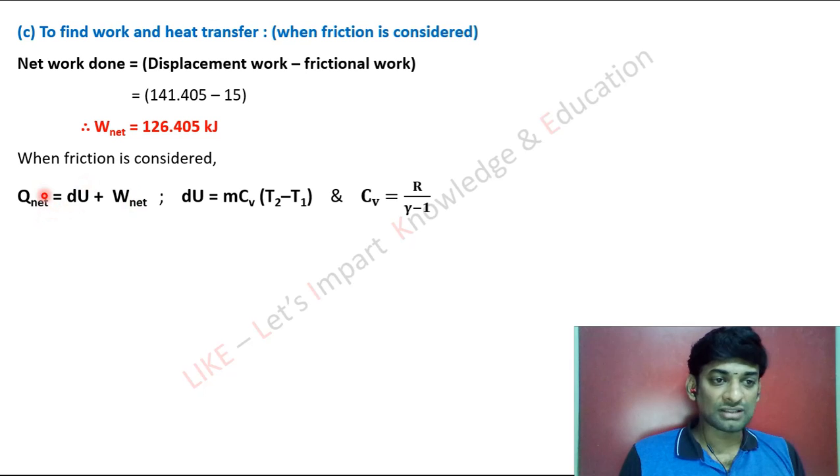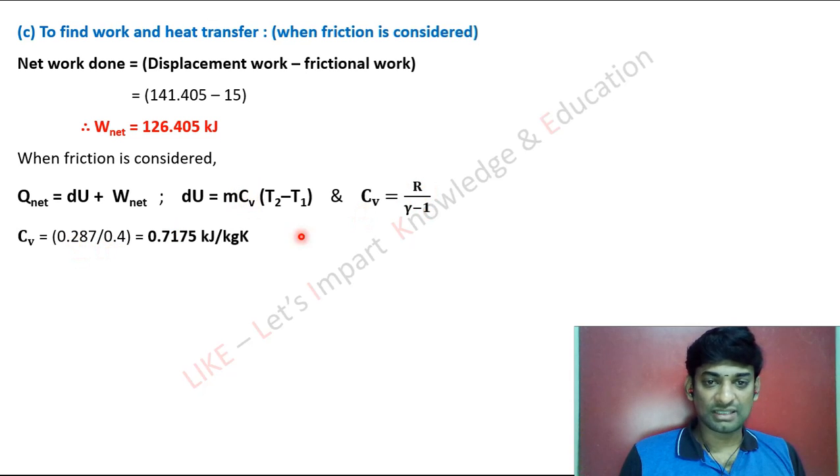You know the generic first law of thermodynamics formula: Q is equal to dU plus W. To determine Q, we need both dU and W. W is already calculated. The only unknown parameter is dU. To determine dU, we know the formula m CV delta T, that is T2 minus T1. m is known, T1, T2 are also known, but CV is unknown. So you have to calculate CV first. To determine CV, you can use the formula R by (gamma minus 1). So listen, CV is equal to R. R is given. Gamma minus 1 is nothing but 1.4 minus 1, so 0.4. From this we can calculate CV.